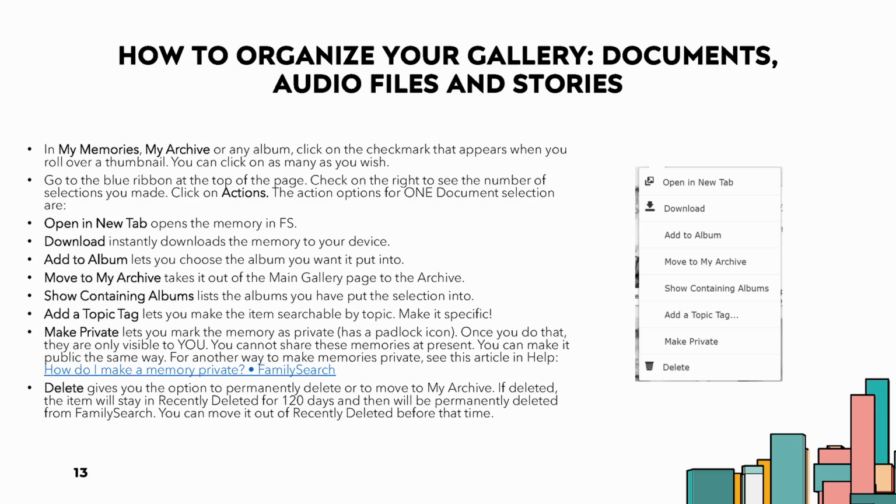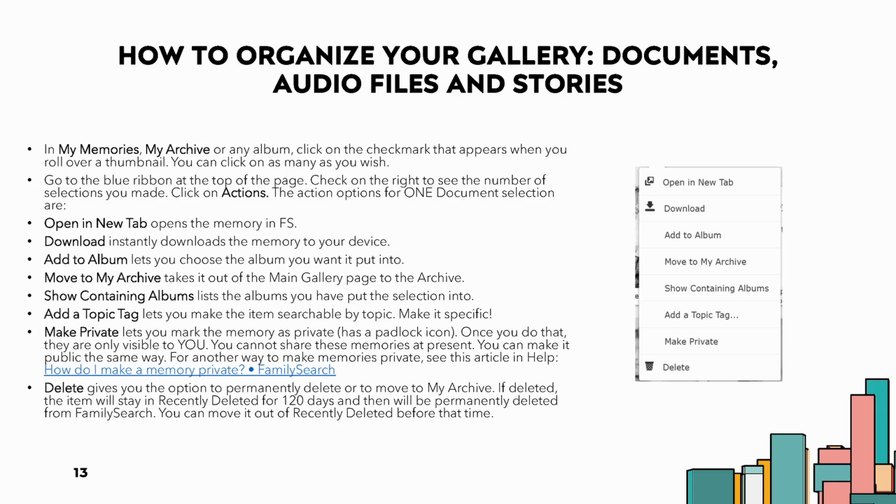Add to an album lets you choose the album you want to put it into. So you click on that, it'll bring up your albums, and then you just choose the album you want and click on it, and then it'll add it to the album. Move to My Archive. That will take it out of your main gallery page, put it into your archive. Now remember, if you put something in your archive, it will no longer show on your main gallery page, but it will show in any album that it is in.